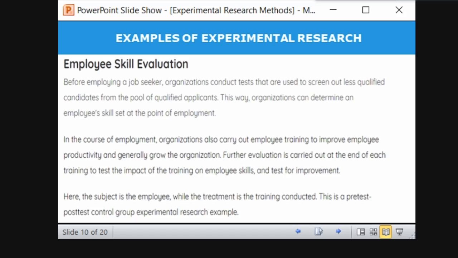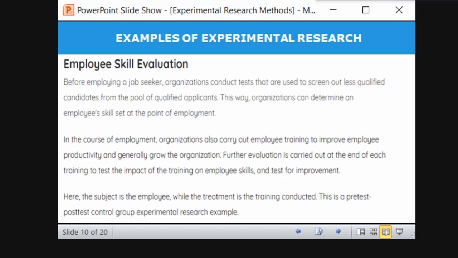See, while you are going for an interview, they will conduct some aptitude test, a written exam. What they do is assess the skill of the employees. Based on this, there will be more than 100 or 200 applicants, right? In order to filter out the good candidates, they will conduct a screening test, like an eligibility test or aptitude test. So based on that, they can determine the employee skill set at the point of employment, right? They will filter it according to the marks scored on that aptitude test.